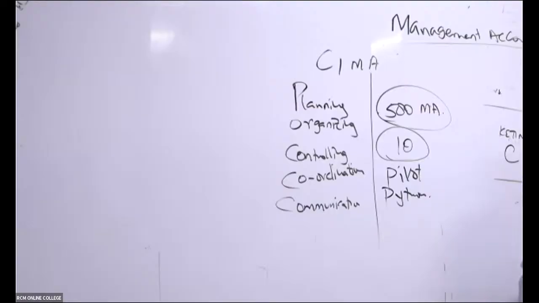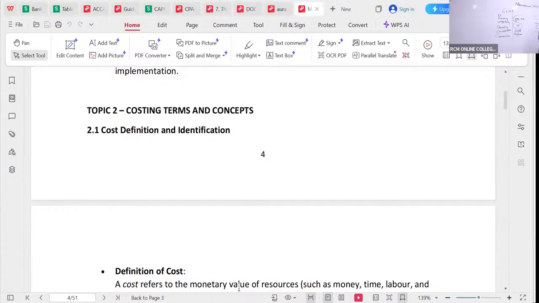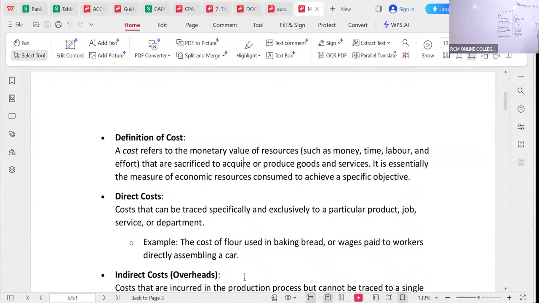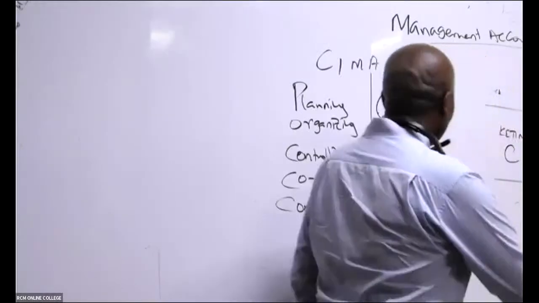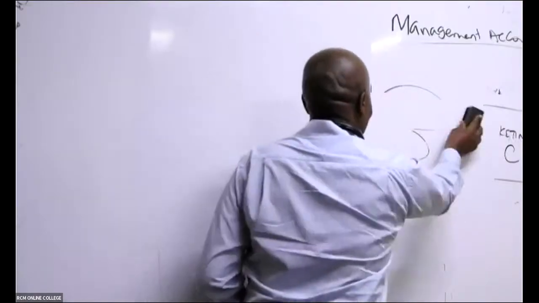This could be in terms of money. Yeah, we are told there: a cost refers to the monetary value of resources such as money, time, labor, etc., that are sacrificed to acquire or produce goods and services. It is essentially the measure of economic resources consumed to achieve a specific objective. Then we have what we call direct costs and indirect costs. So direct costs, if I can just remind you from your high school, I can see all of you here are very, very young. You must have cleared your high school last year.